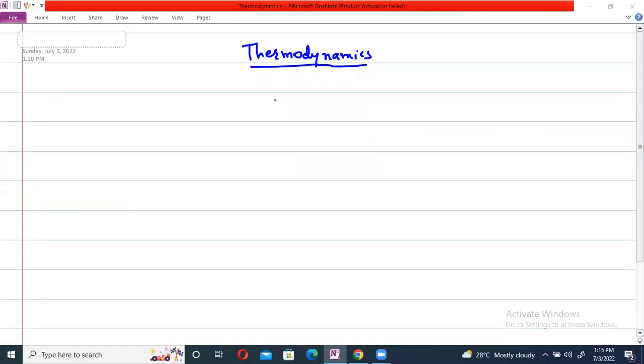But in thermodynamics, this is the most important part that I want to discuss here from an exam point of view. What is the heat of solution and how to calculate the heat of solution? Instead of that, we'll go with the heat of neutralization, denoted as delta H.